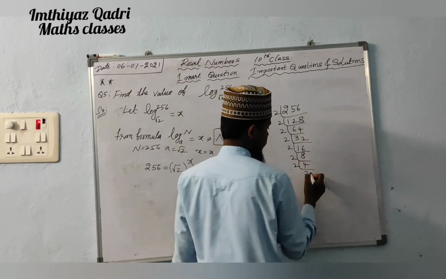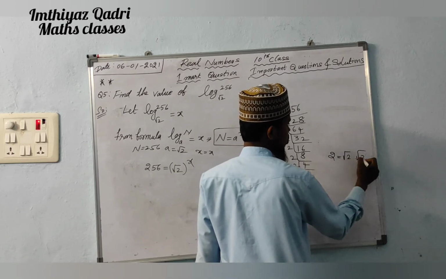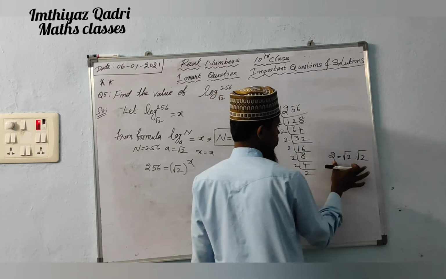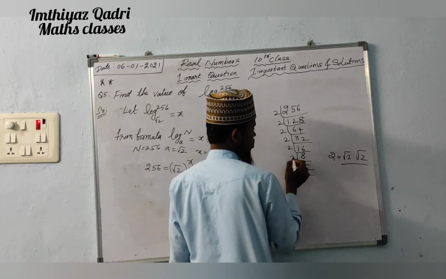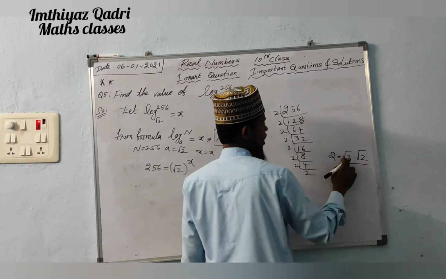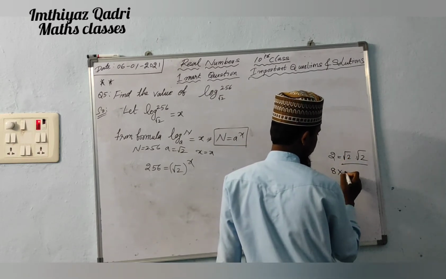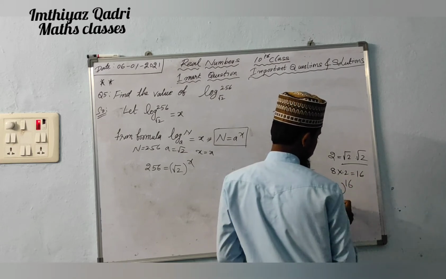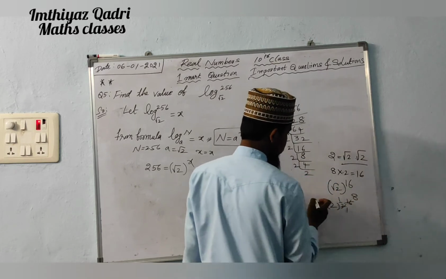Eight 2s means we write it like this: root 2 into root 2, and the value of root 2 into root 2 is 2. So we write it like this. How many 2s? 1, 2, 3, 4, 5, 6, 7, 8. Eight 2s means 16 roots of 2, that means root 2 power 16. Root 2 power 16 means 2 whole power 1 by 2 into 16, which is 2 power 8.